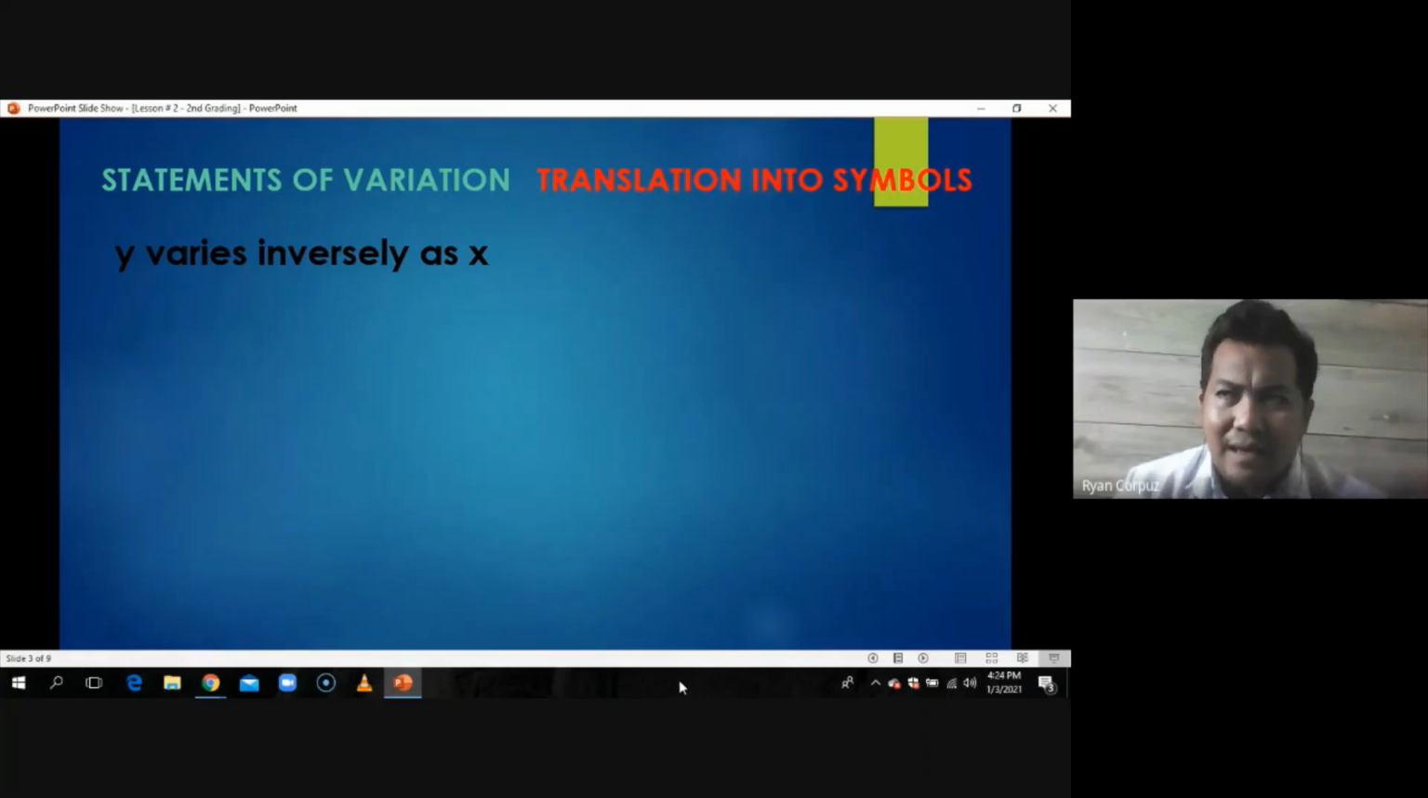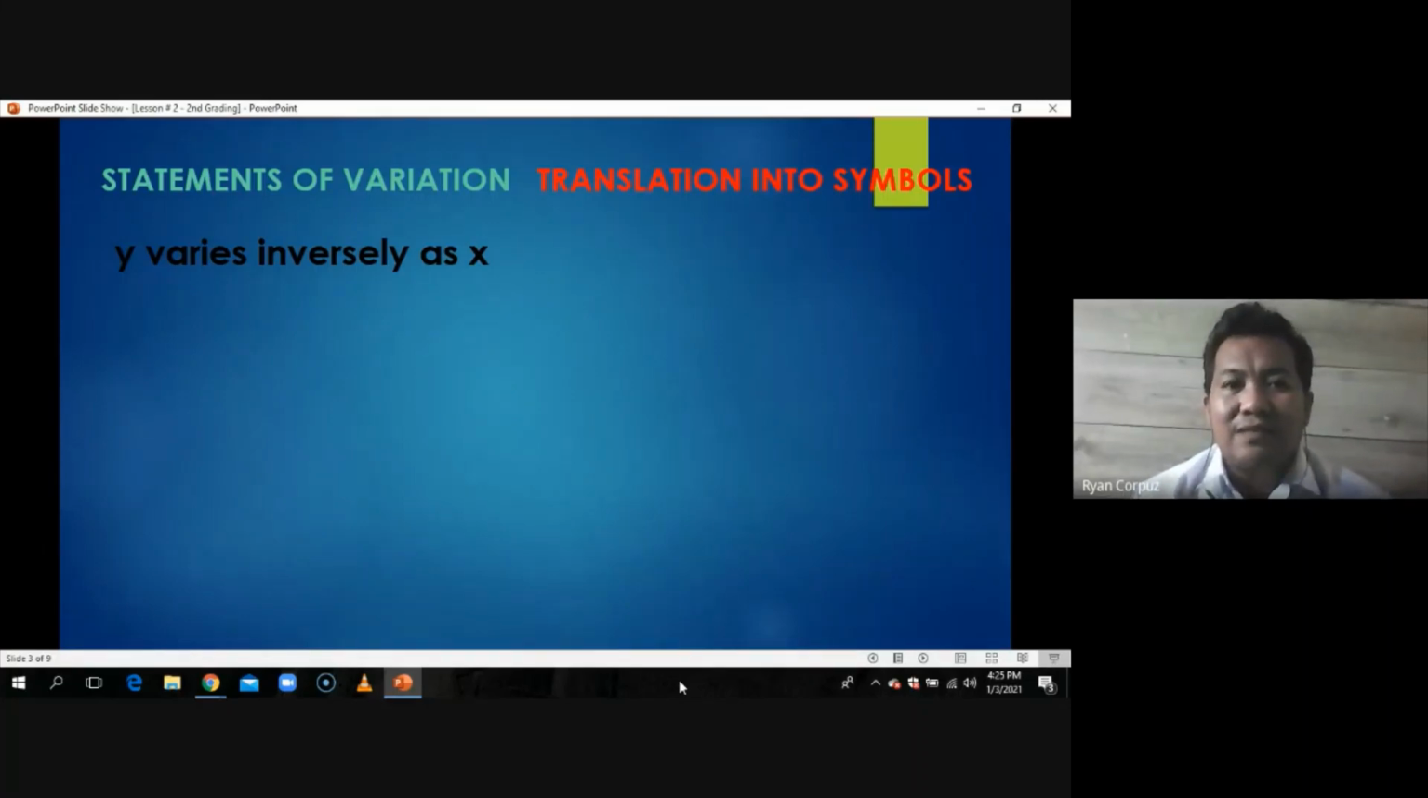Just like how we translate direct variation, we should translate it in two ways. Dapat both ways natin siya translate. Una, translate it the same way as we read it. Then the other one is translate it in terms of k. So ano yung unang translation niya? It's the same as we read it.